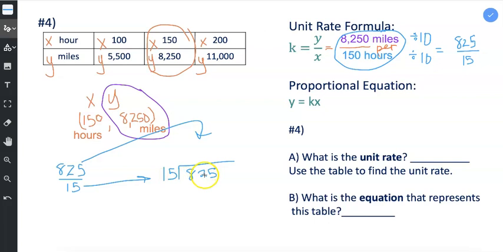Alright, so 15 goes into 82. I don't know, let's start counting by 15. So 15, 30, 45, 60, 75, 90. Okay, so 90 is too much, 75 is enough. So 1, 2, 3, 4, 5. So 15 times 5 is 75.